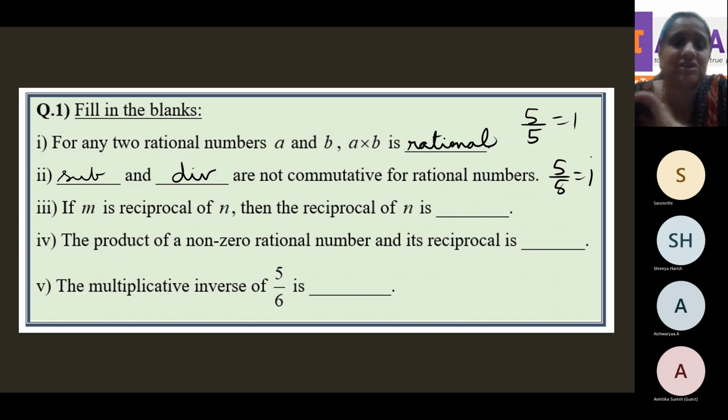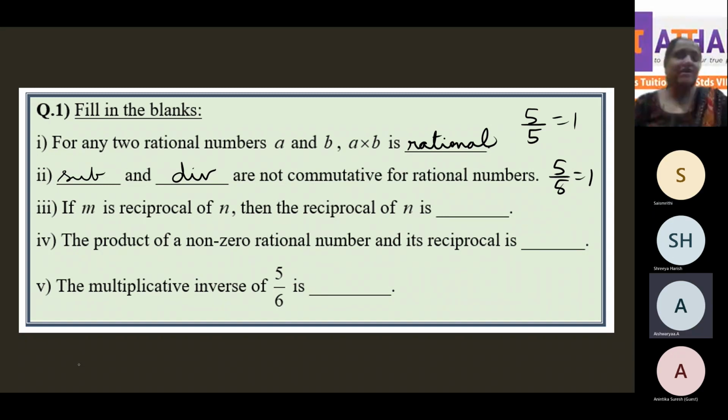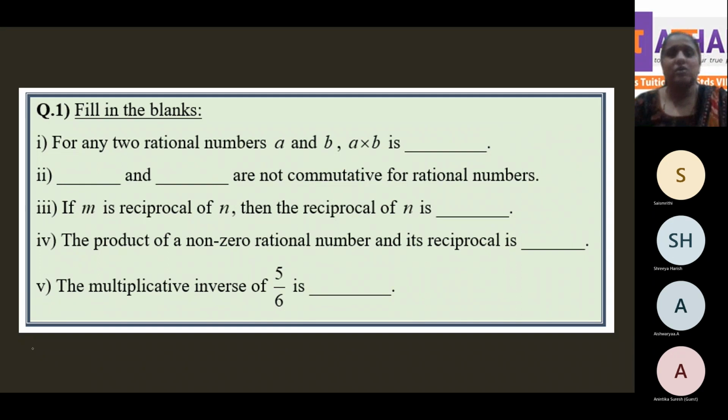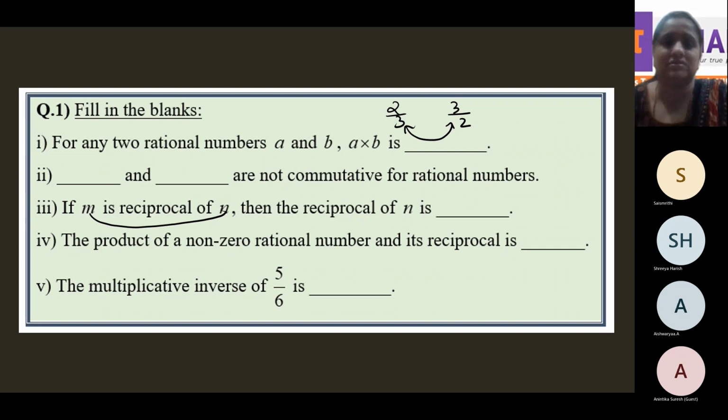In that sense, subtraction and division are not commutative for rational numbers. If M is the reciprocal of N, then the reciprocal of N is M. Let's take an example. The reciprocal of 2 by 3 is 3 by 2, and the reciprocal of 3 by 2 is 2 by 3. They are the reciprocals of one another. So M and N are reciprocals of one another.